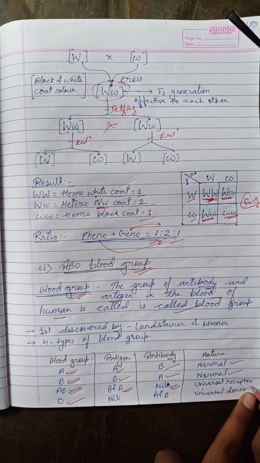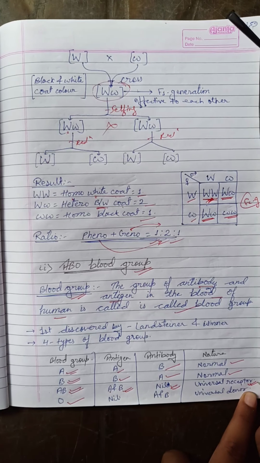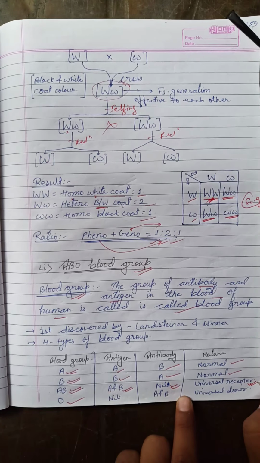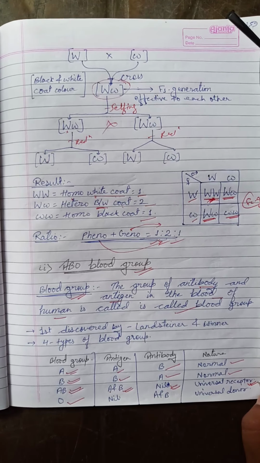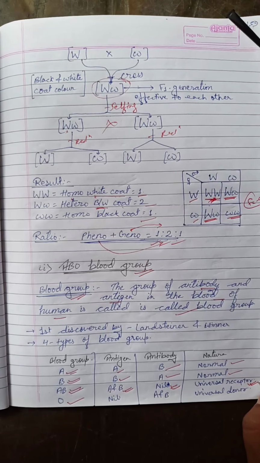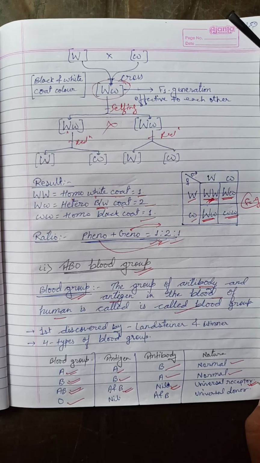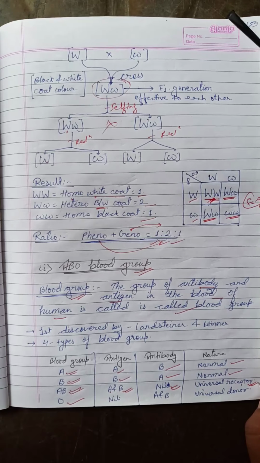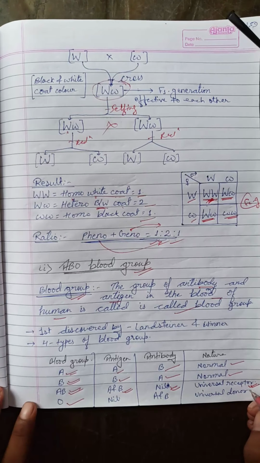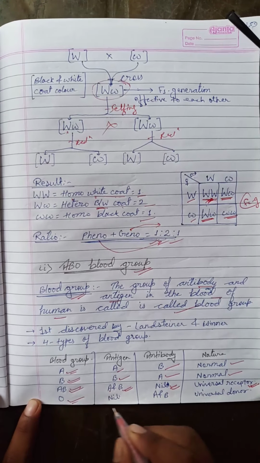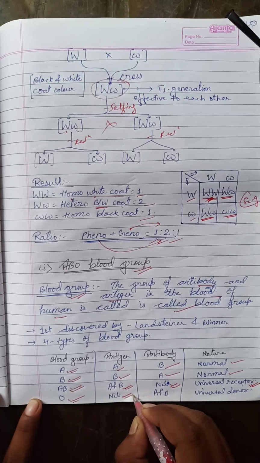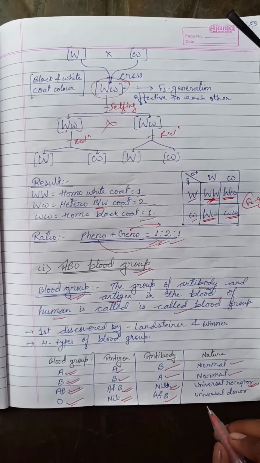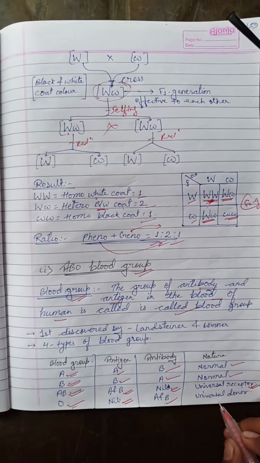That's why it is called the universal receptor, because it doesn't have any kind of antibody. That means it does not donate to any other type of blood group. Look at here about blood group O. Blood group O has no antigen, while both antibody A and B will be found. That's why it is called the universal donor.